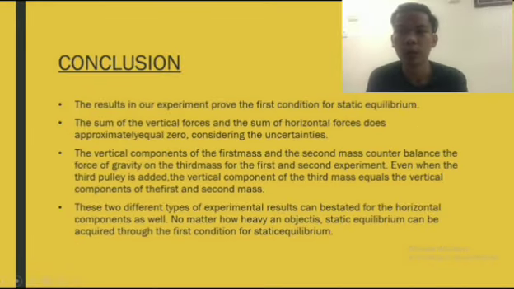Next, I want to talk about the conclusion for the practical task. Number 1, the results in our experiment prove the first condition for static equilibrium.